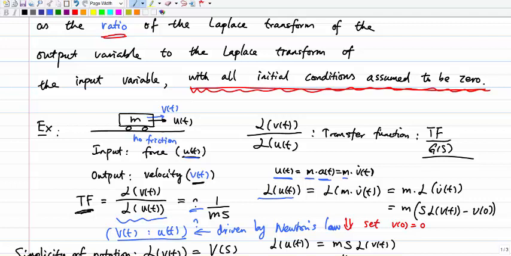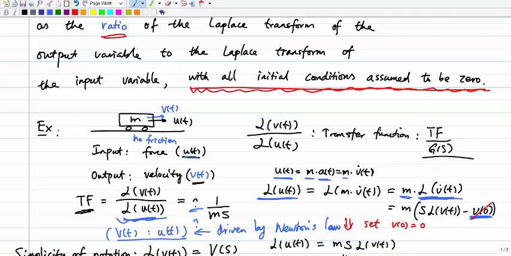This is exactly what we want. The right hand side is the Laplace transform of m times v dot of t. Since m is constant, we can move m outside. Now for L of v dot of t, we use the property of the Laplace transform, which gives m times s L of v(t) minus v(0). This is the initial condition. Remember that for the Laplace transform, we assume all initial conditions to be 0, so this term is gone.